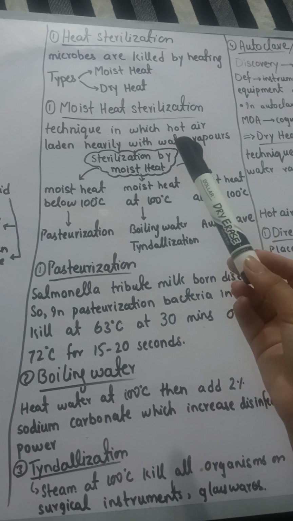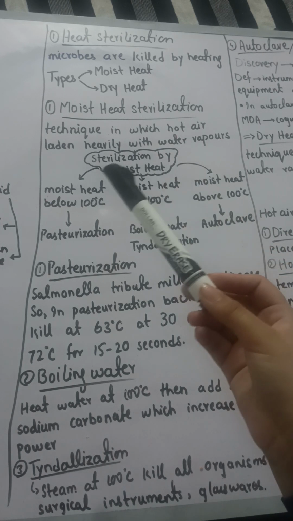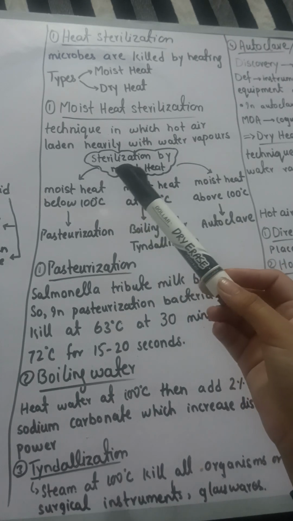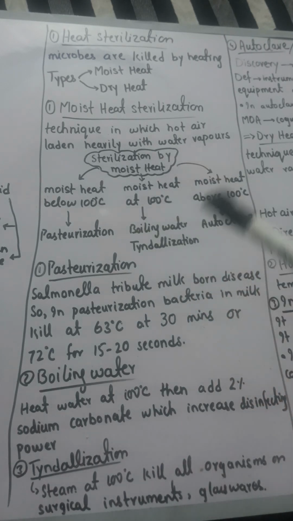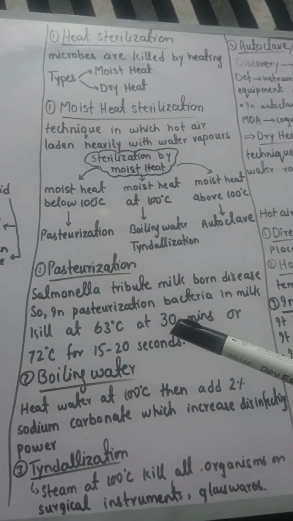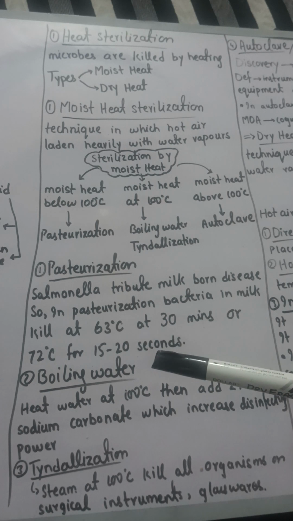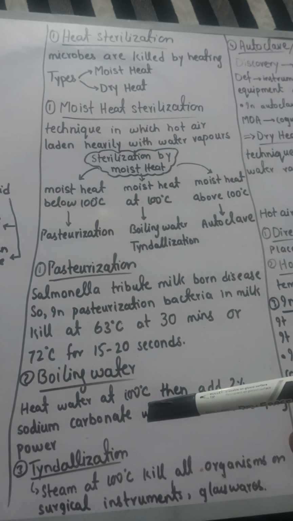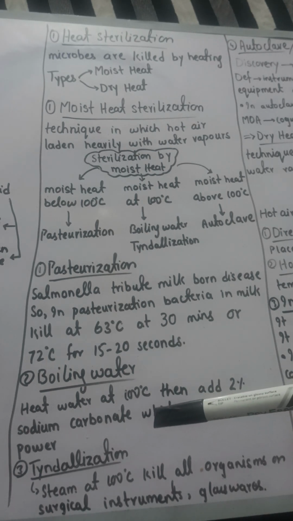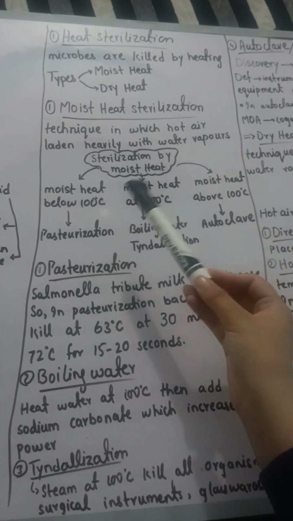So first, let's discuss moist sterilization. Moist sterilization is a technique in which hot air is laden heavily with water vapor. So there is a presence of water vapors in your air. If your steam consists highly of water vapors, then this is called moist heat sterilization. Water vapors present in the steam play a very important role because they can help in the prevention of growth of microorganisms.